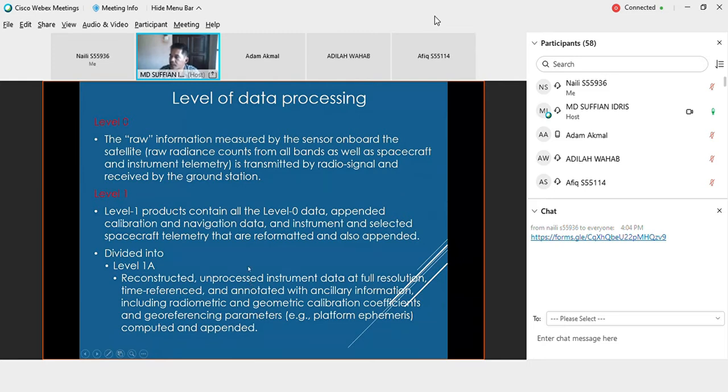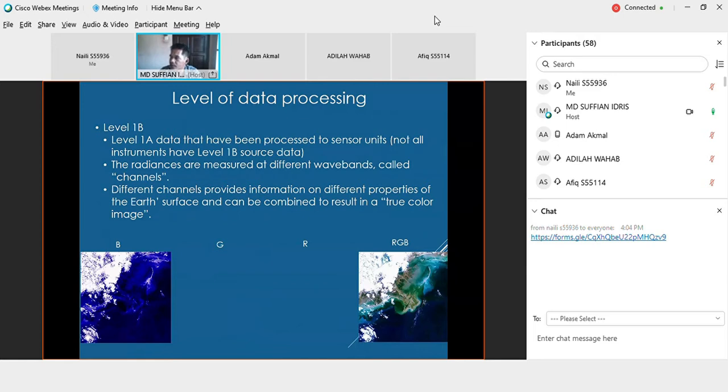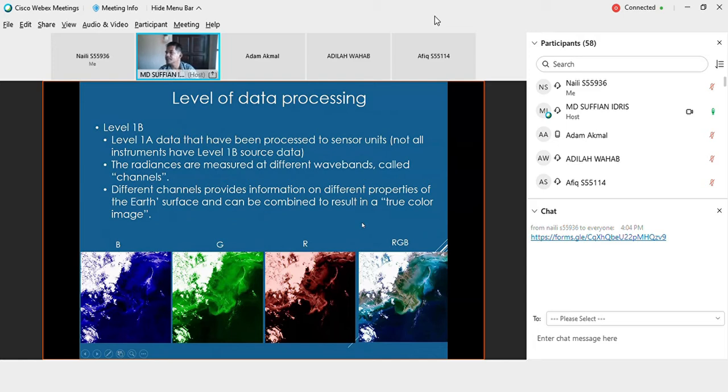So saya ingat yang ini tak perlu saya terangkan. Level 0, level 1 you baca sendiri. So saya dah terangkan dalam masa lab itu. Dan level 1B pun sama, kalau kita tengok kat sini level 1B, di mana data diproses to sensor unit. Sensor unit termasuk dalam reflector. Dan kalau kita tengok ini, dia ada setiap channel dia. Dan juga kita boleh buat composite, image composite.